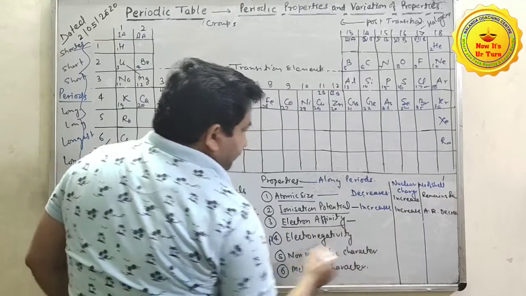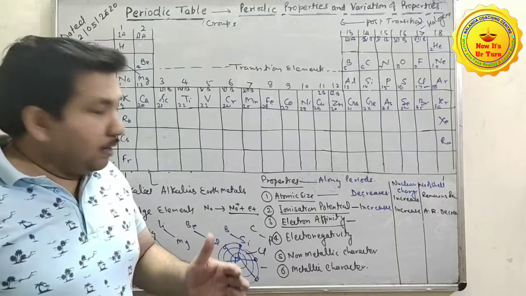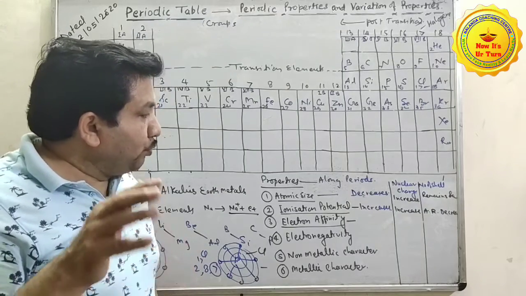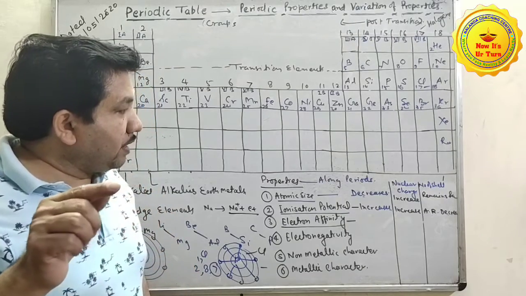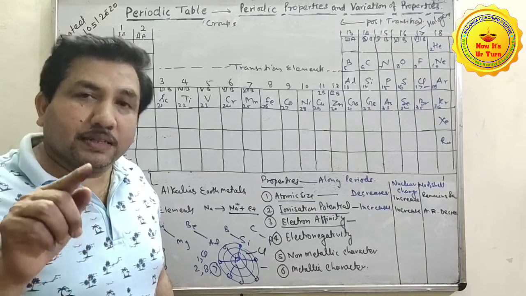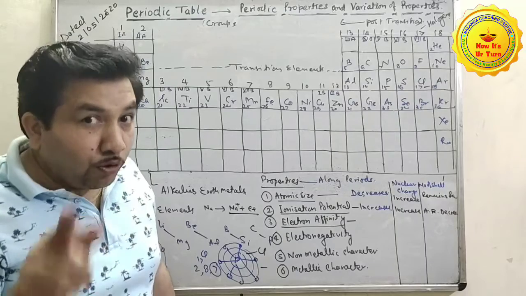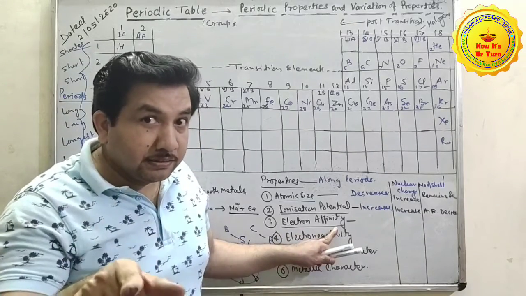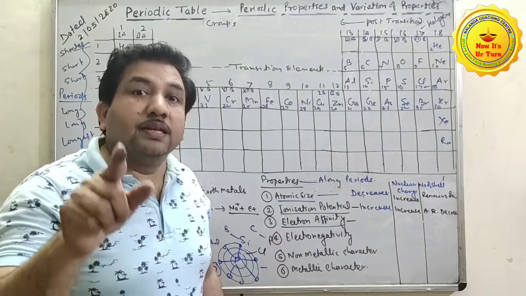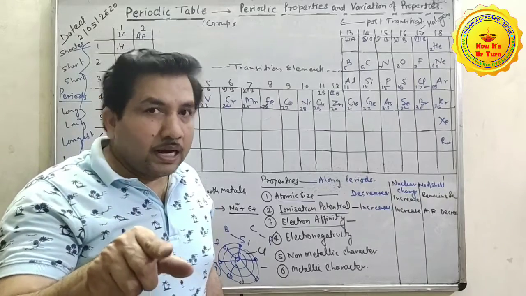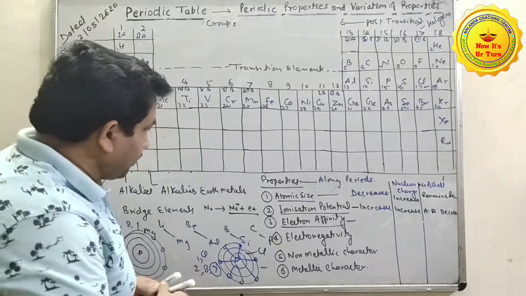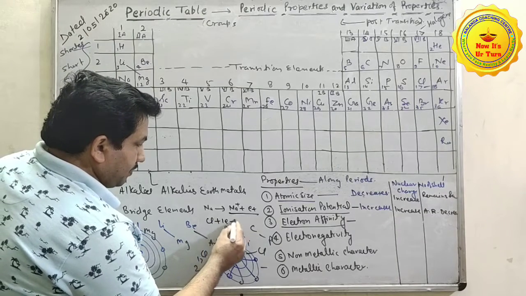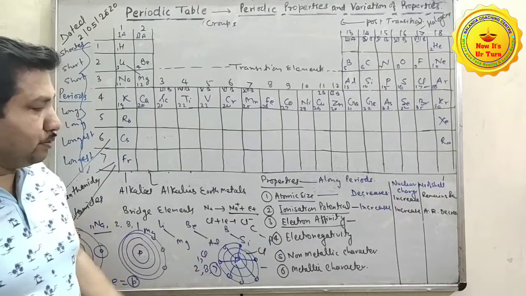Here, electron affinity. Electron affinity means the amount of energy released when an atom in gaseous state accepts an electron to form an ion. Clear? It is equal to the amount of energy released when an atom in gaseous state accepts an electron to form an ion. For example, Cl plus 1e gives Cl minus. Clear? This is the example of electron affinity.